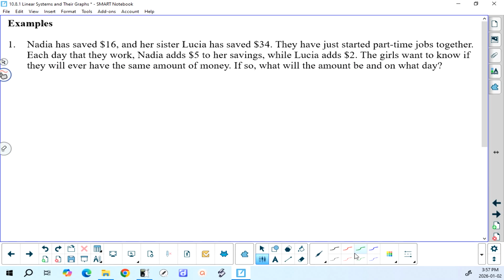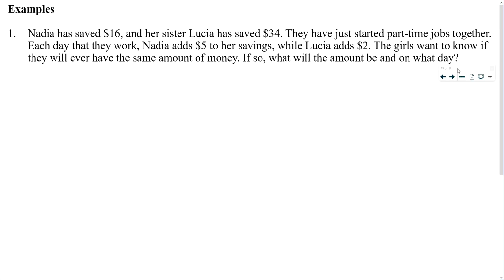Okay, examples. Number 1, Nadia has currently saved $16 and her sister Lucia has $34. And what's happening is they both have jobs, and each day that they work, they're going to increase the amount they have in savings by a certain amount. Nadia is going to increase her savings by $5 per day, and Lucia is going to increase hers by $2 per day. The girls are curious. They want to know if they will ever have the same amount of money. If so, how much money will that be, and on what day will that be?